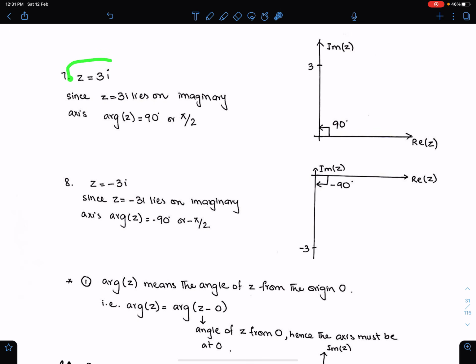Another example, z is equal to 3i. First sketch it. 3i is here. Well, just write 3, don't write 3i. So this is 3. So the argument of this complex number is 90 degrees or pi by 2 in radians. Minus 3i, this lies here. So its argument must be minus 90.